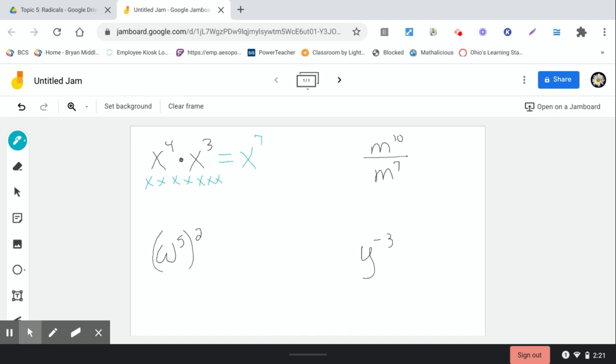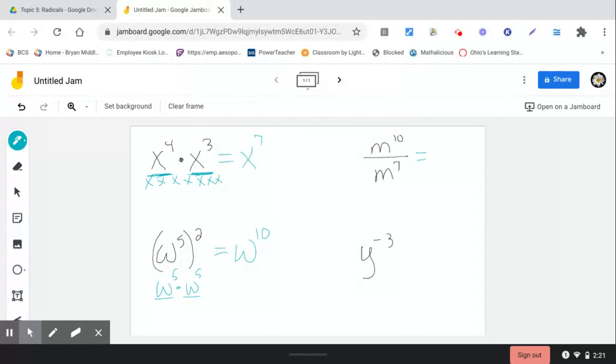All right, now if you're doing something like w to the fifth squared, that's when you multiply the exponents. So this is going to be w to the 10th, because what this really means is you're doing w to the fifth times w to the fifth, and there's 5 w's here and 5 w's here, which is going to be w to the 10th. So when each of the exponents have their own base, that's when you add. If they're sharing a base, that's when you multiply.